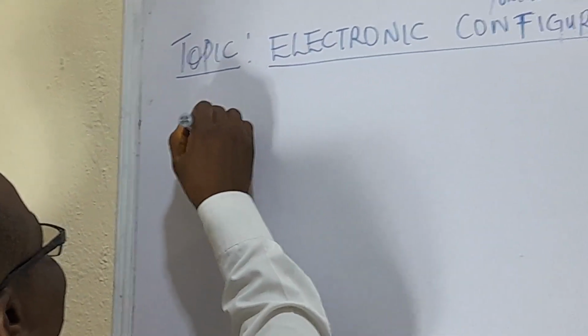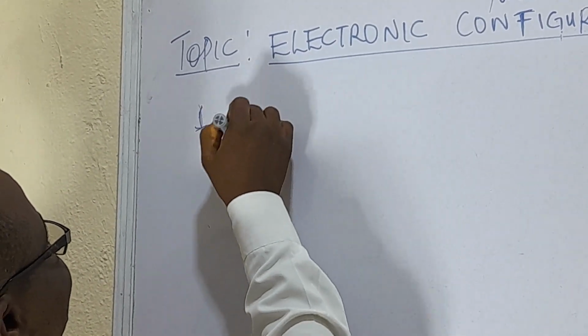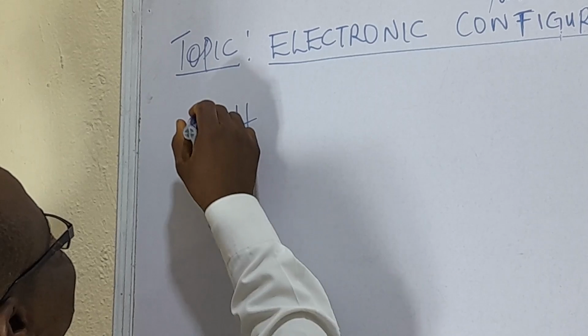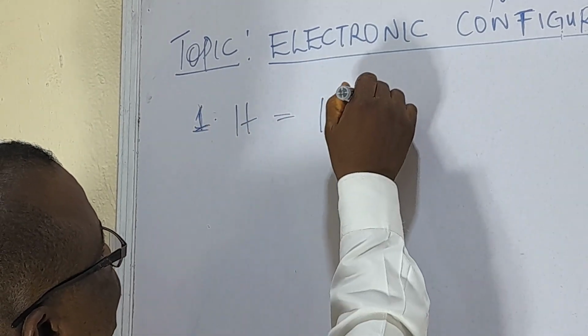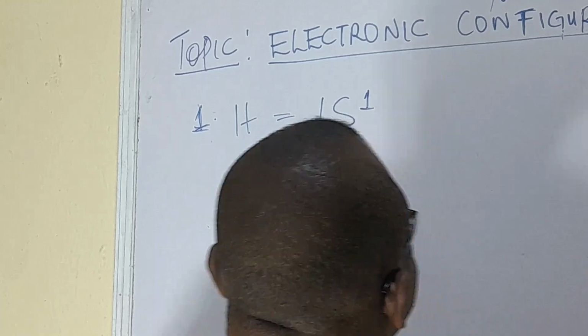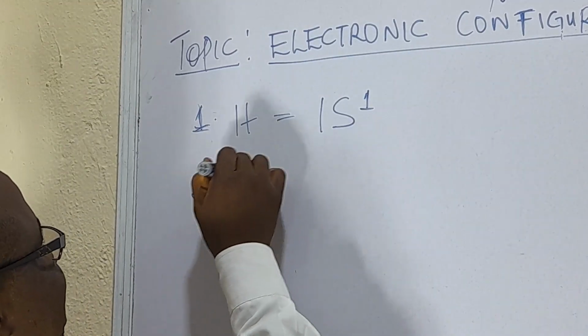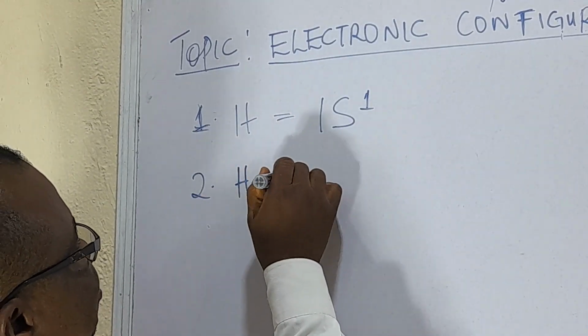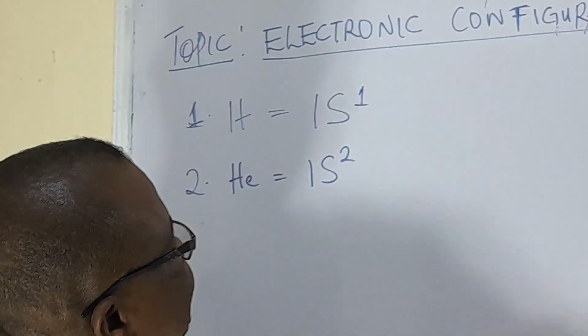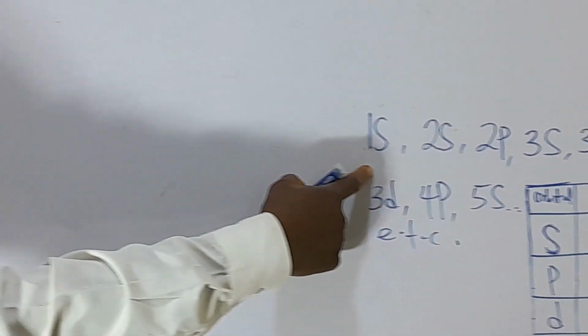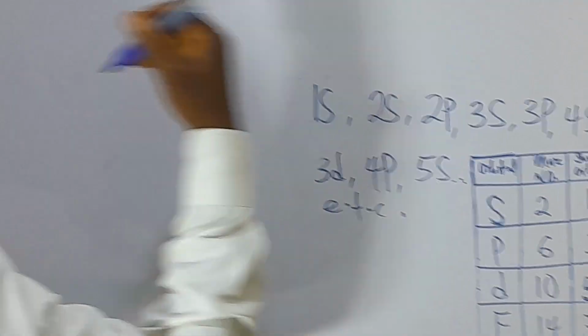So let's start with number 1. Number 1 element is hydrogen. So we're going to have 1s1. That's the arrangement. Did you get that? Number 2 element is helium. We're going to have 1s2. But then, the maximum number of electrons in the s orbital is 2.